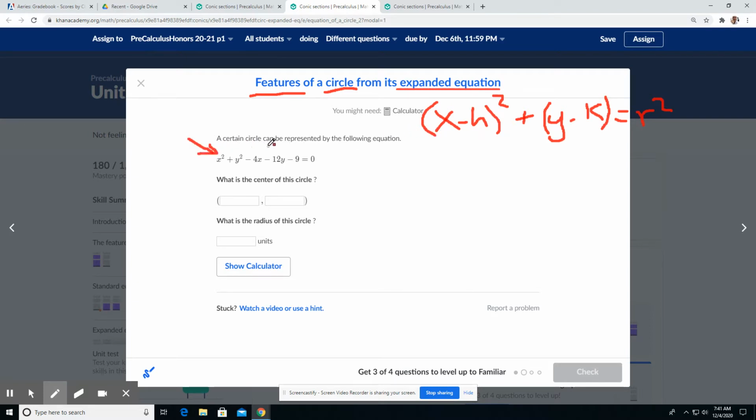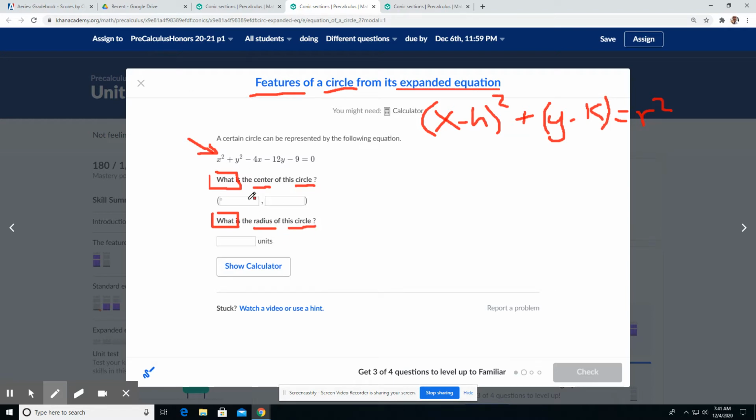All right, so they give us this equation here. A certain circle can be represented by the following equation. What's the center? So they're asking what the center of the circle is, and they're also asking what is the radius of the circle.